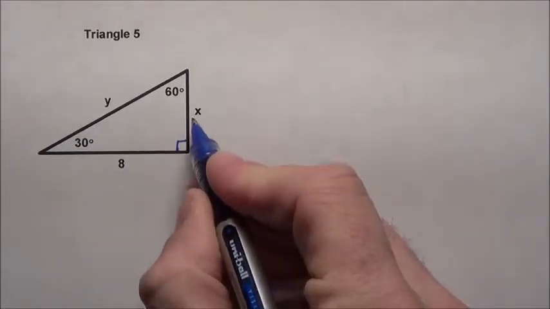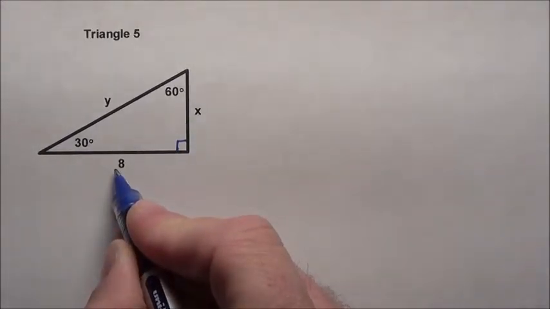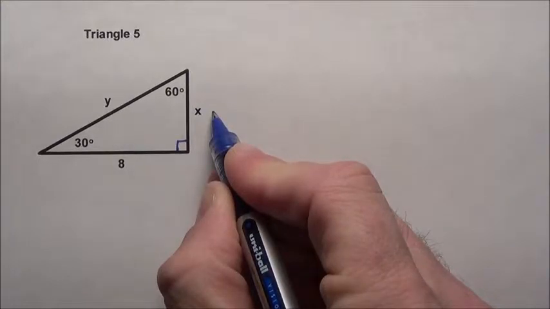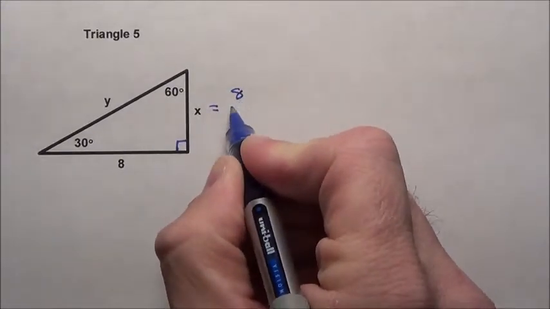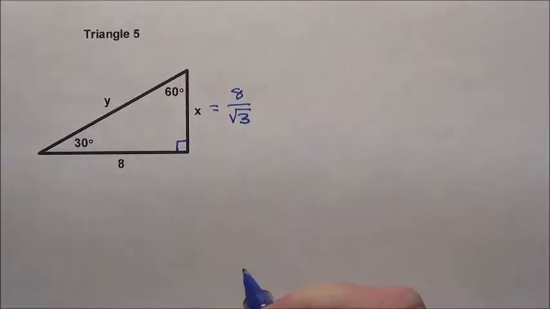So how can I get back? Well, if you multiply it by square root of 3 to get here, to get back you've got to divide by square root of 3. So I'm going to have to take this 8. This x is simply the 8 value divided by square root of 3.